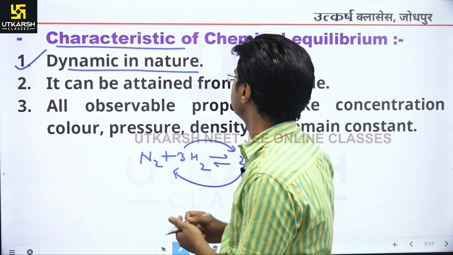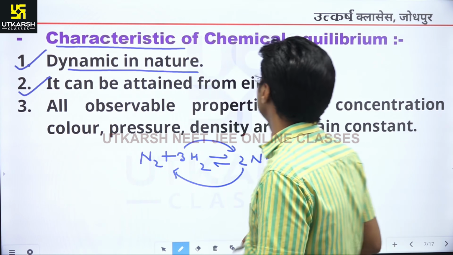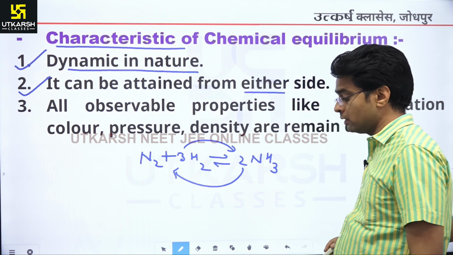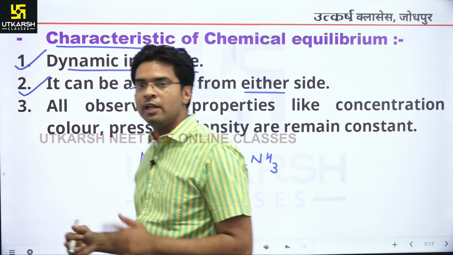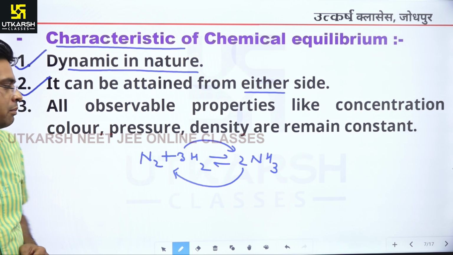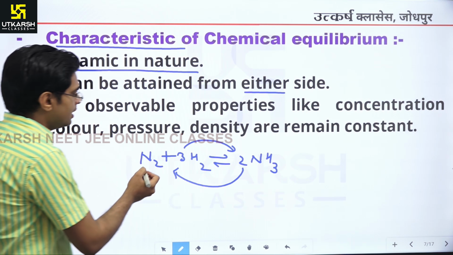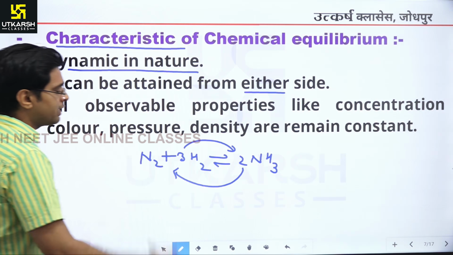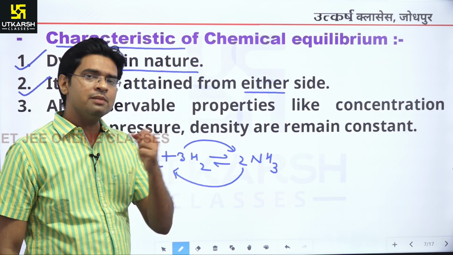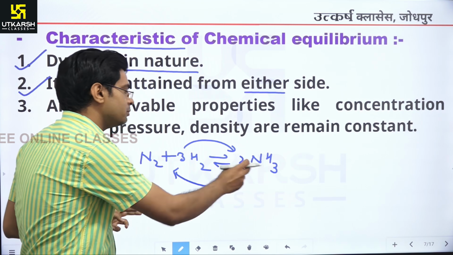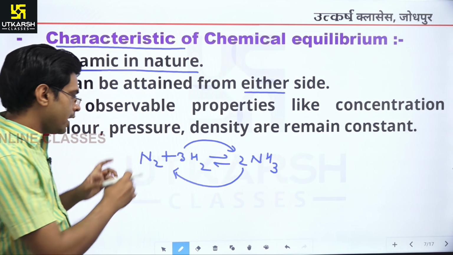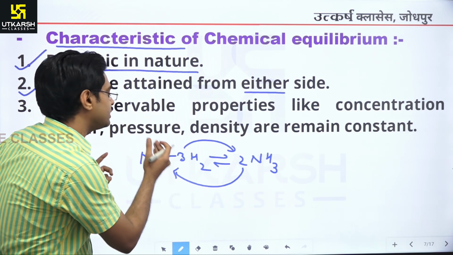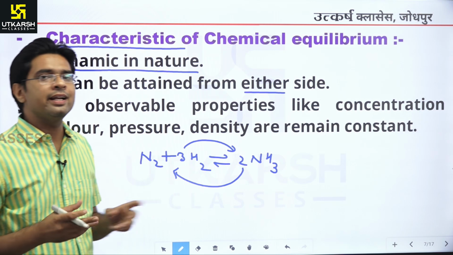So the second point is that it can be attained from either side. Now first we will have to understand what this means. It can be attained from either side. Just for example, if I take nitrogen and hydrogen in a closed vessel, after some time you will get this ammonia. After some time this ammonia will start to decompose and we get the equilibrium.